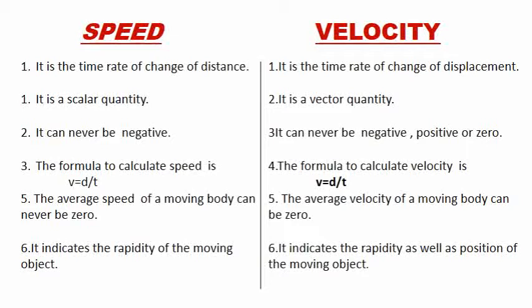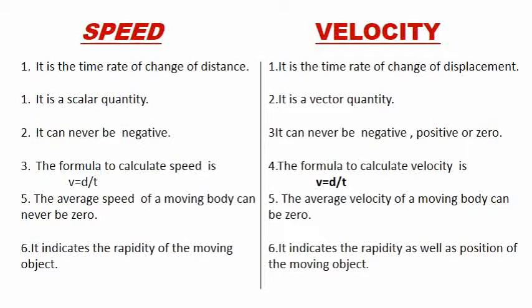The second point is that speed is a scalar quantity, but velocity is a vector quantity. As we know, a scalar quantity has no direction, just a magnitude, so speed has magnitude but no direction. Similarly, a vector quantity has both direction and magnitude, and so velocity has both magnitude and direction.